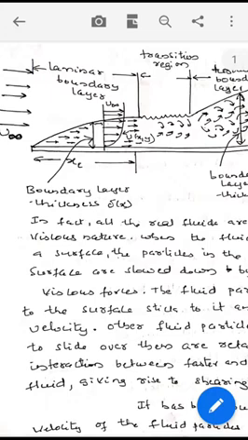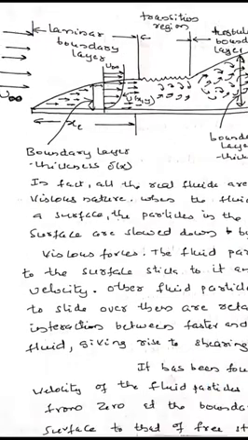The fluid particles which are in contact with the plate will have zero velocity, and the adjoining fluid layers moving above this bottommost layer will get retarded due to interaction between a slower moving layer and a faster moving layer at the top, leading to a viscous shear force. This viscous shear force is formed due to velocity gradient and the viscosity of the fluid.